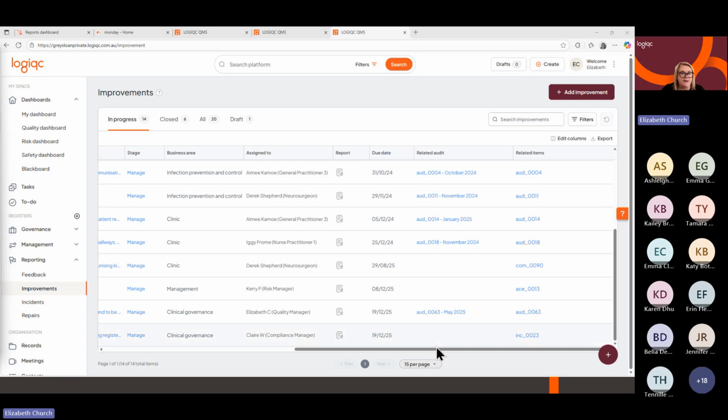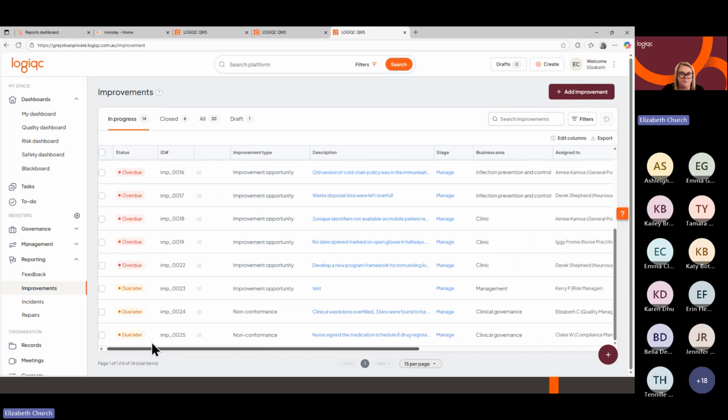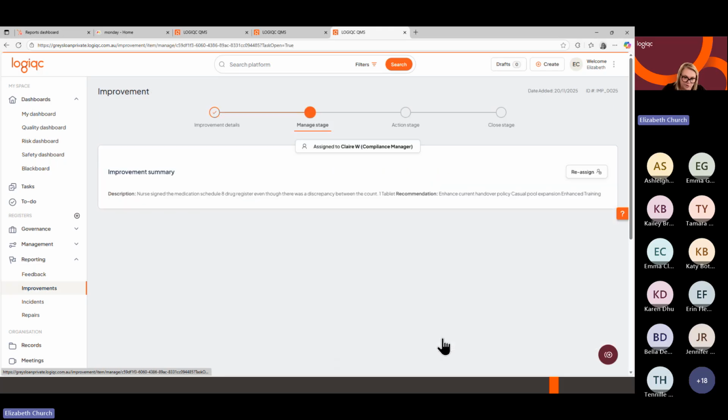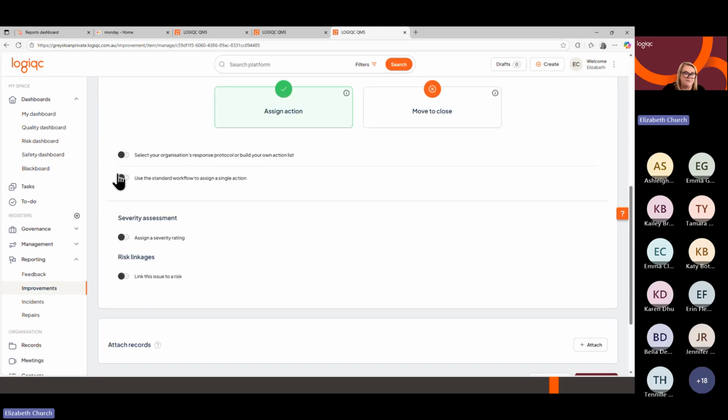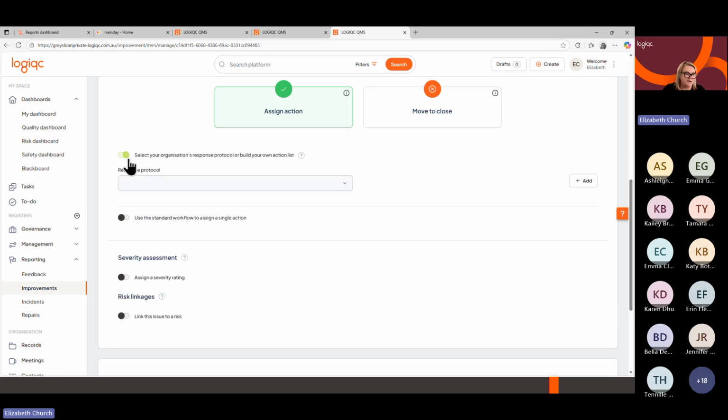So if we think about our improvement register, the question is, does the task instruction or response protocol activate in the improvements? The response protocols activate in the improvement. So in that manage stage of my improvement, I have the opportunity to assign a single action or select an organisational response protocol. So if you have set up response protocols for how to manage non-conformances in the back end of your platform, they'll be available for you to pick and select from in your drop-down menu. Any other questions?